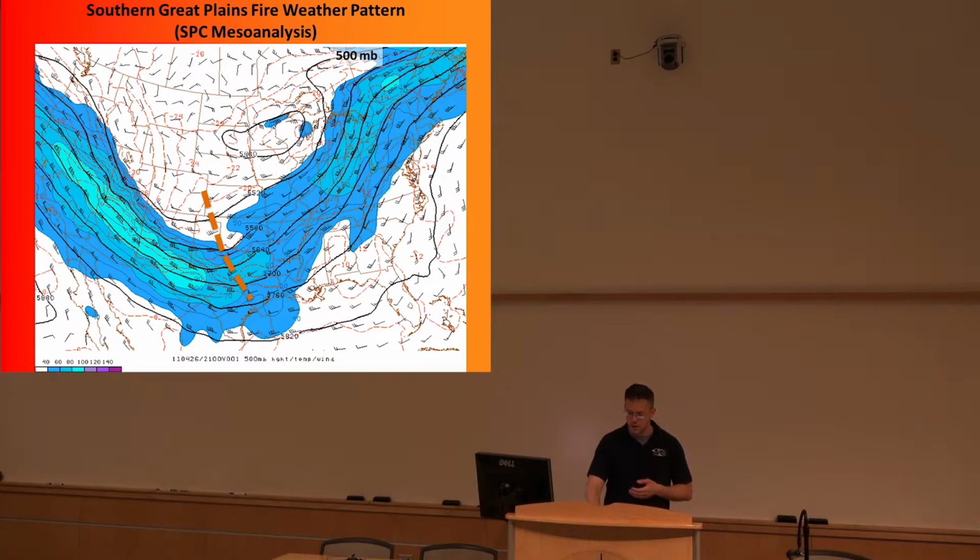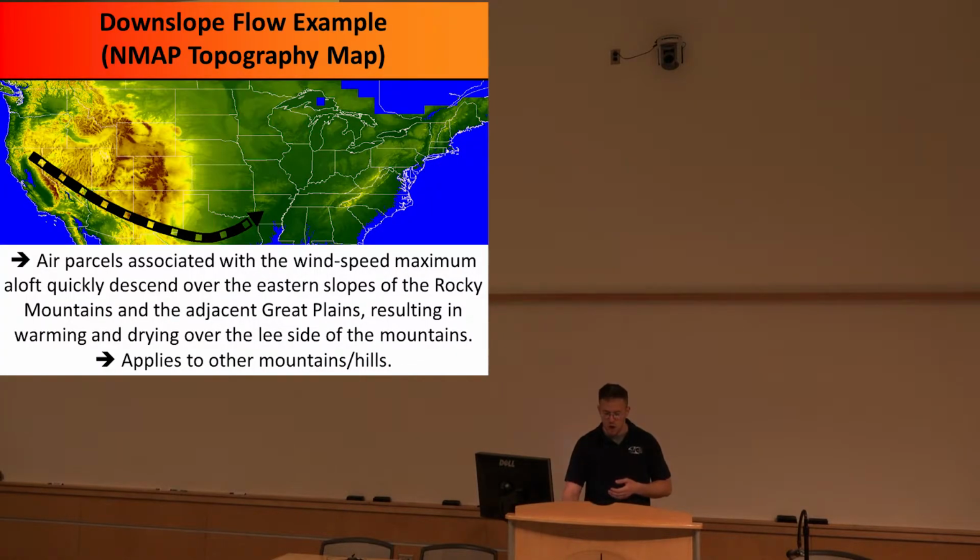And you can see here, acknowledging that we have a north-south oriented Rocky Mountain range here, that large amount of flow that has a component orthogonal to the range is going to have a tendency of supporting strong downslope flow over the Great Plains. In particular, air parcels associated with that wind speed maximum aloft are going to quickly descend over the eastern slopes of the Rocky Mountains, extending over the adjacent Great Plains.